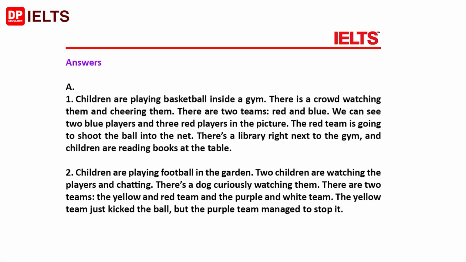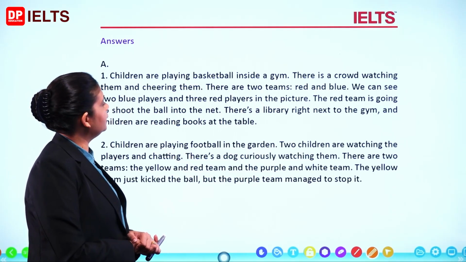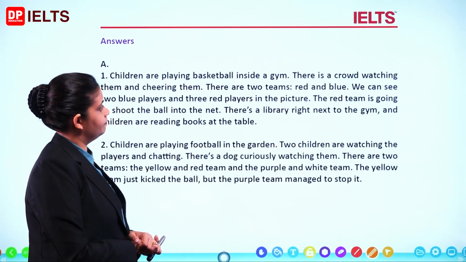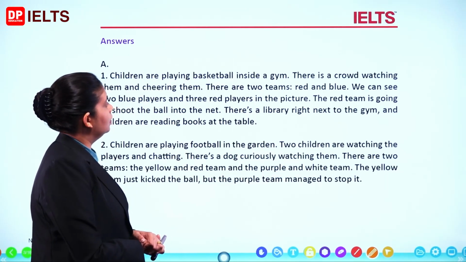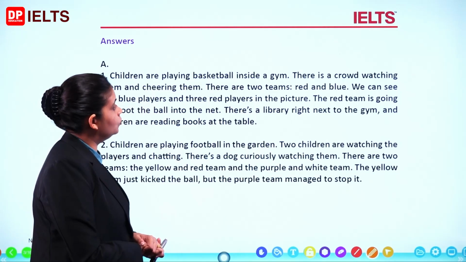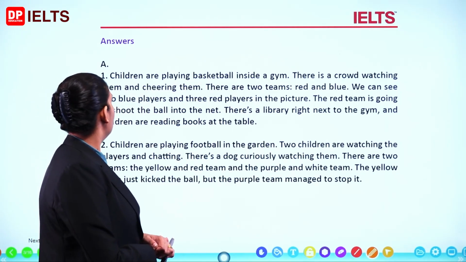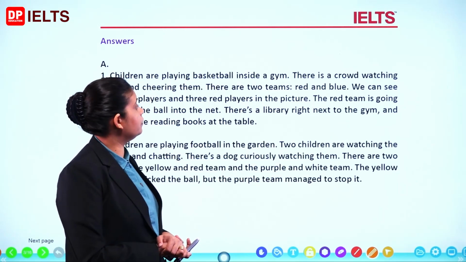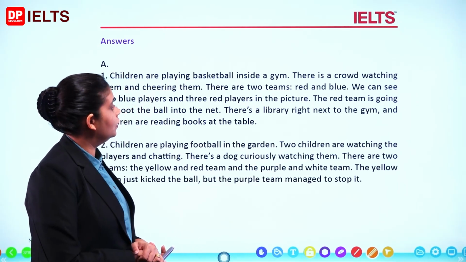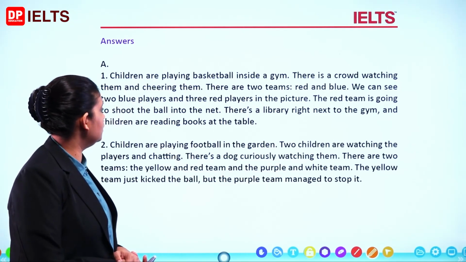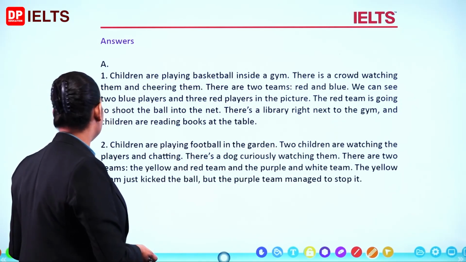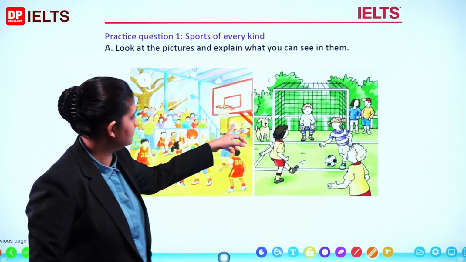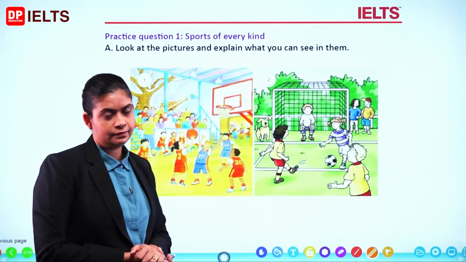Now, if I was you, here are 2 sample answers. Children are playing basketball in the gym. There is a crowd watching them and cheering them. There are 2 teams, red and blue. We can see 2 blue players and 3 red players in the picture. The red team is going to shoot the ball into the net. There is a library next to the gym and the children are reading books at the table. So that is this one here. Right?